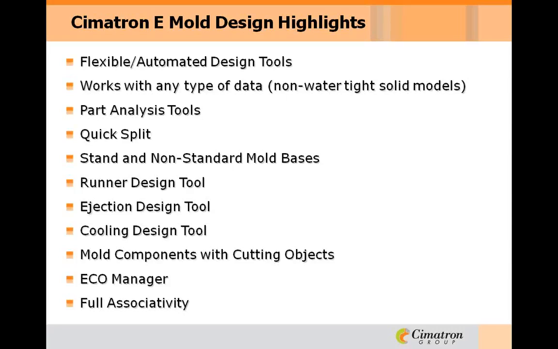Some of the part analysis tools, as you can see, was set up for mold making, where you get the 2D projected area, the quick split, the standard and non-standard mold bases, runner ejection and cooling design, mold components, again, with the cutting objects, the ECO manager, everybody gets engineering changes. Again, Dan talked about full associativity through the whole process. He goes back and changes the layout, and somebody says the mold base is too big, we got to make it smaller. He can close the layout up a little bit, and everything's going to update.